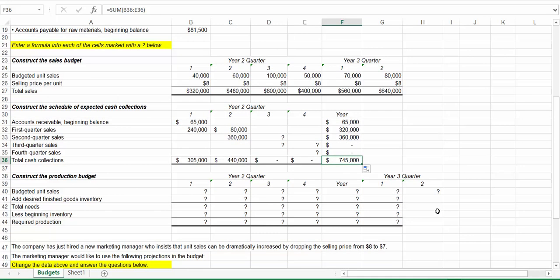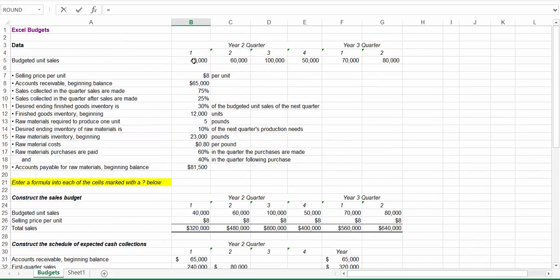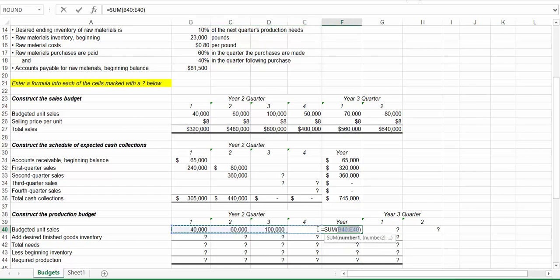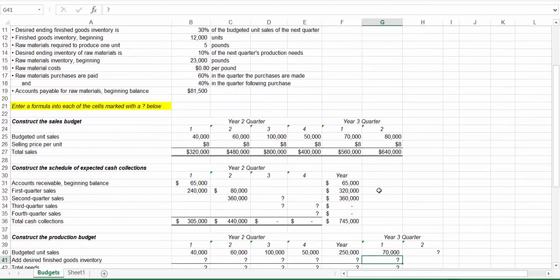All right. Let me get you started on the production budget. Now, production budget starts with budgeted unit sales. So that's equal to, you could make it equal to this or you can go back up to the data. I'm going to go back up to the data. All right, now our desired finished goods inventory. Well, let's put in all of the unit sales. And then the year is going to be a sum. Be careful with that. And this is going to be equal to the unit sales in the first quarter of year 3.